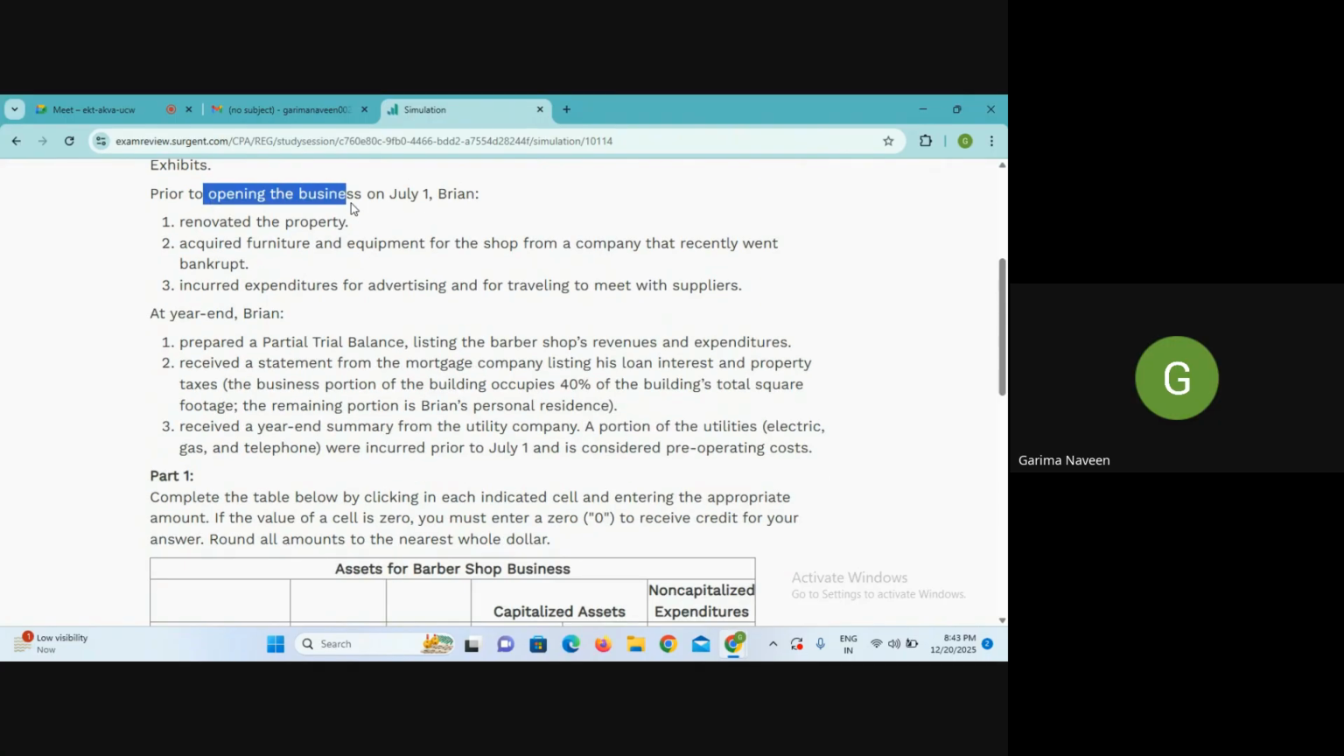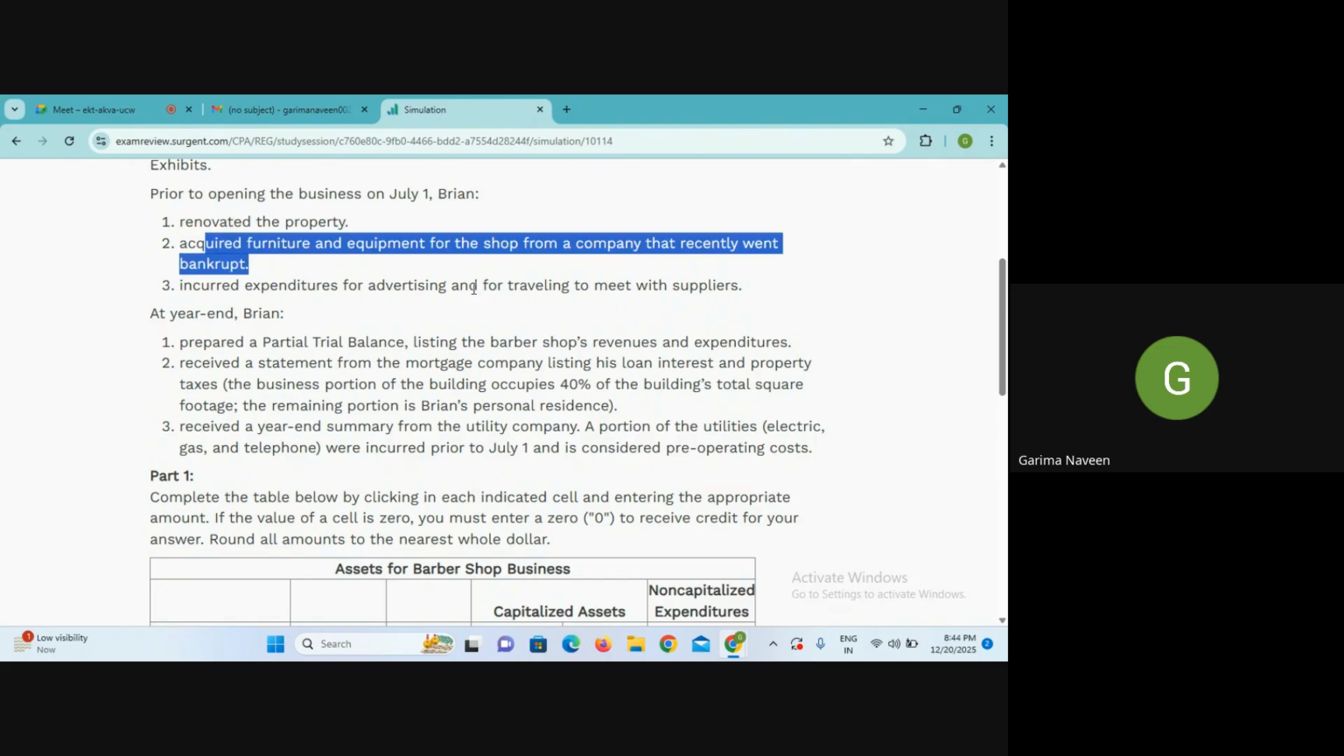Prior to opening the business, he is renovating the property. So why is this given? Because if you are doing certain modifications to the property, there may be chances that the cost will be capitalized, or maybe expensed.